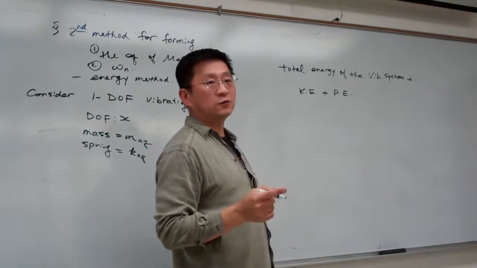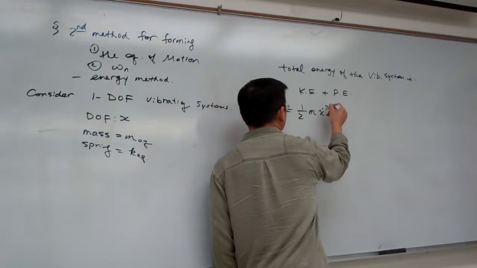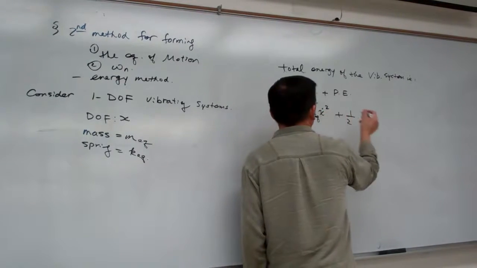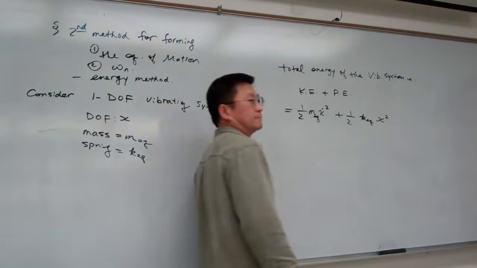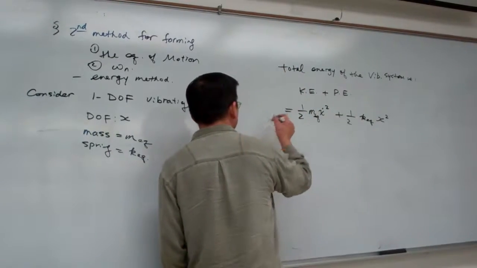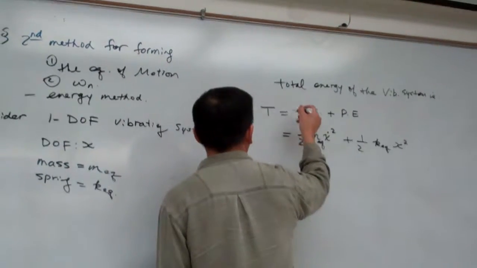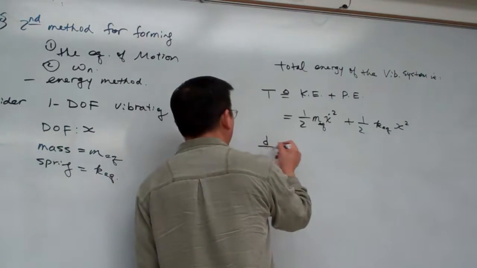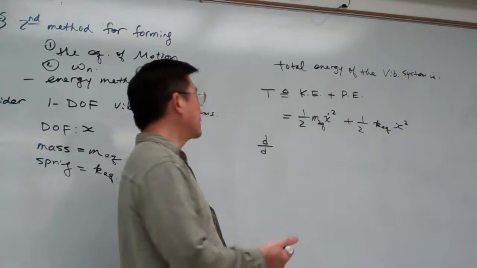Okay, and for a single degree of freedom system, kinetic energy is very straightforward. Simply its mass multiplied by its velocity squared. Potential energy, again with K_EQ, is the strain energy stored in the spring. Okay. So now let me define T as the total energy. I want to know the change of the energy over time during the vibrations.